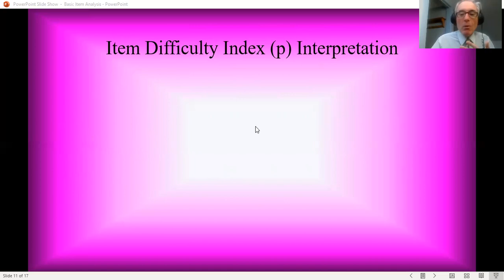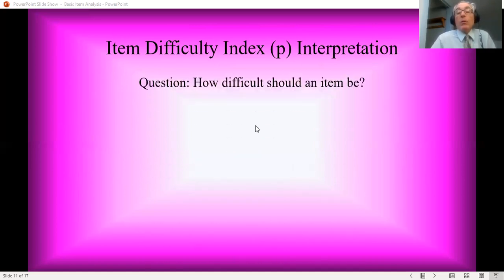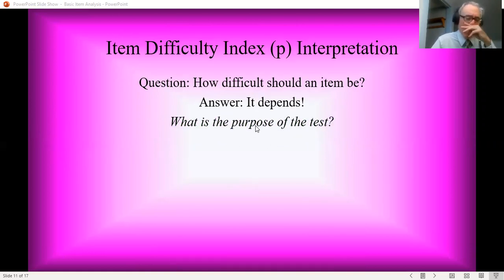That's it. Now we have that number. What does it mean? Like, how do I interpret this thing? So, how difficult should an item be? The answer is, it depends. So there's no math at this point. This is now conceptual, it's evaluative in nature. One thing it depends on is what we're using the test for. What are we using the test for?